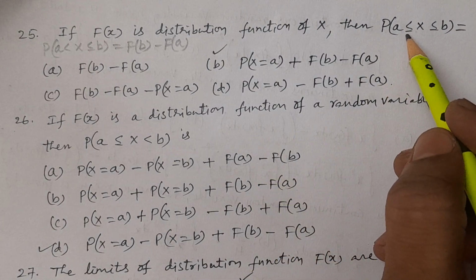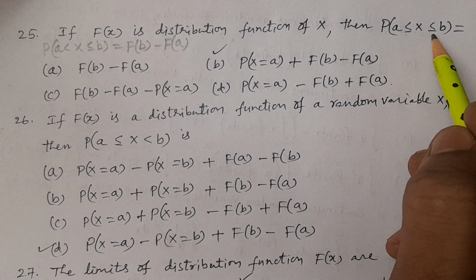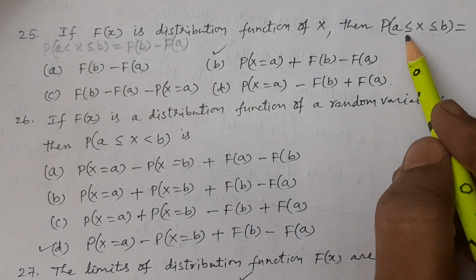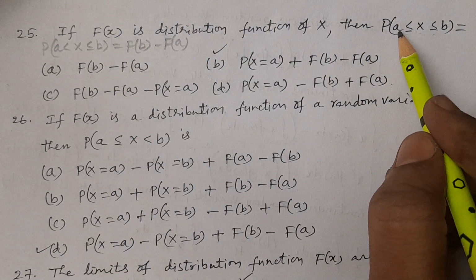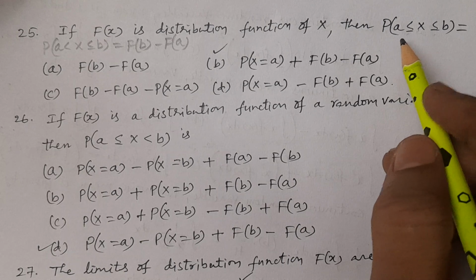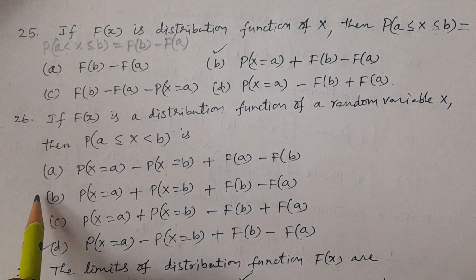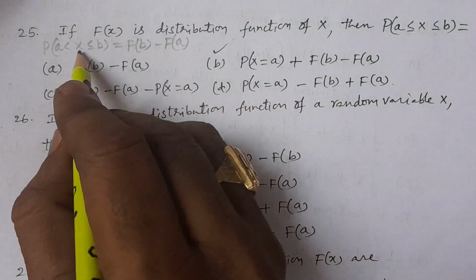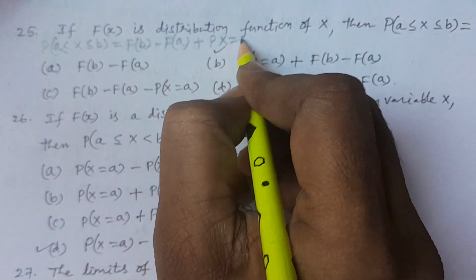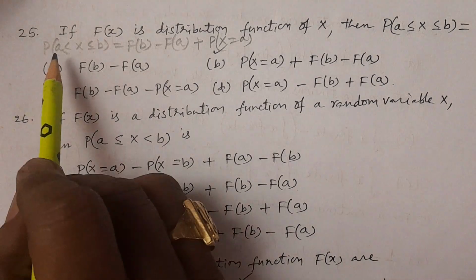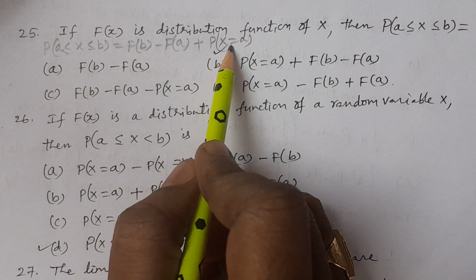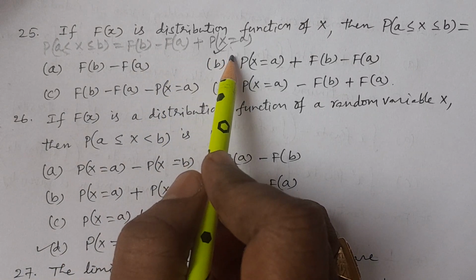So here a less than or equal to x less than or equal to b. Based on this particular property, a less than x less than or equal to b, here the extra is a less than or equal to x, here a less than x. Therefore, we have to add the probability of x equal to a. That is, probability of a less than or equal to x less than or equal to b is nothing but probability of a less than x less than or equal to b plus probability of x is equal to a. That is f of b minus f of a plus probability of x equal to a. Is it clear? Right.